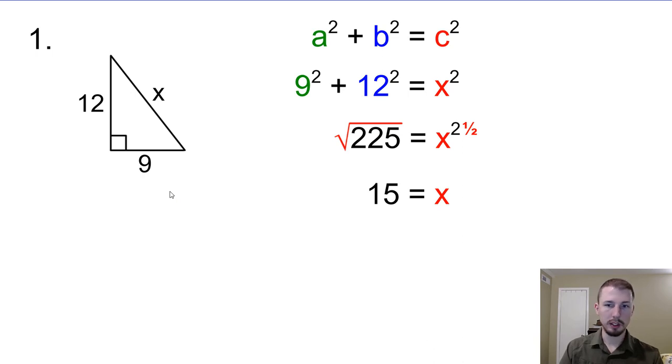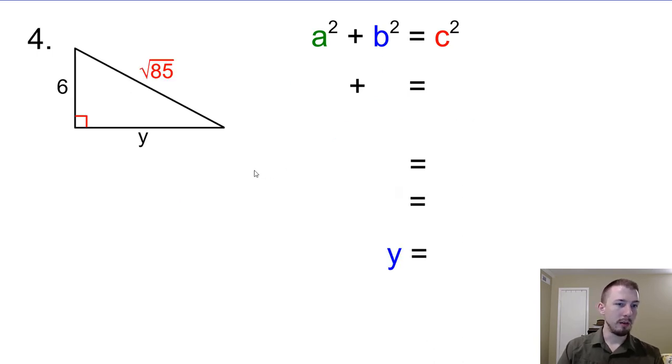We're just going to plug it in the calculator at this point. All right, number 4. This one's different because we already know the hypotenuse. We're solving for a leg, so we're actually going to be using subtraction. We kind of have to rearrange our formula.